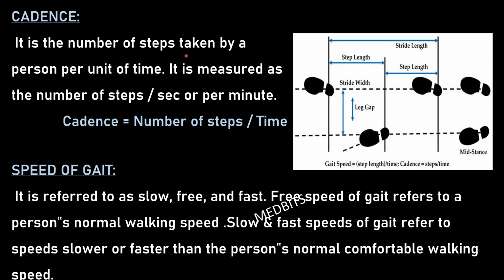Now let's go. Cadence. It is the number of steps taken by a person per unit of time. It is measured as the number of steps per second or per minute. Cadence is equal to the number of steps per time.